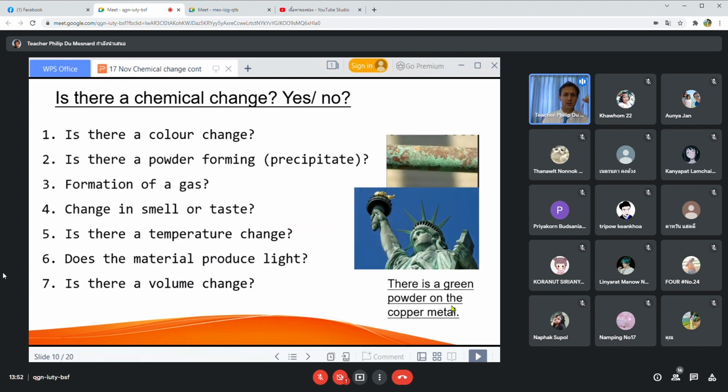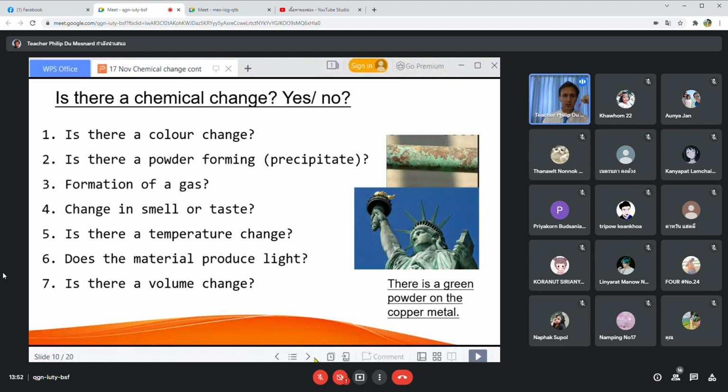Okay, next one. This is the Statue of Liberty. It's in America. And it's made out of copper. It also has other things. Actually, sorry, it's bronze. But inside the bronze, there is copper. And when the copper is old, it will make this green powder here.